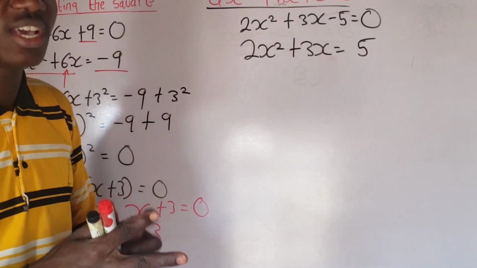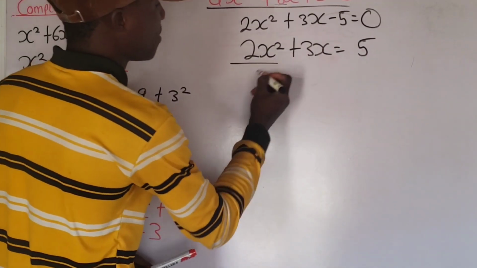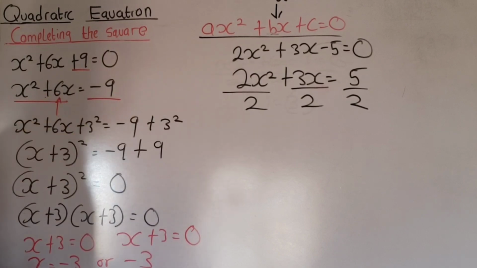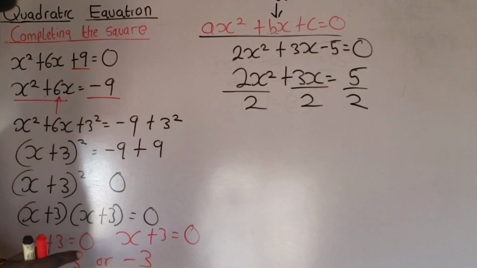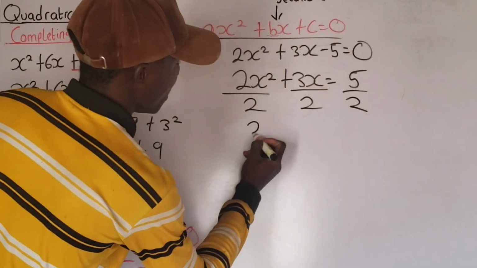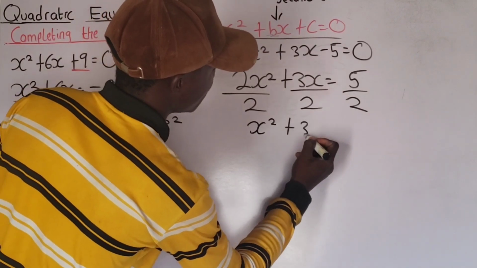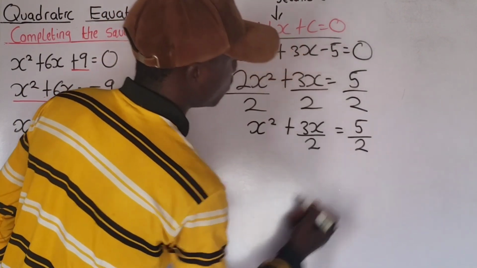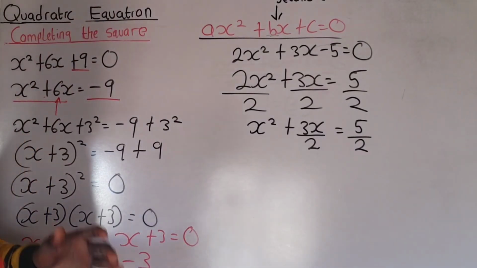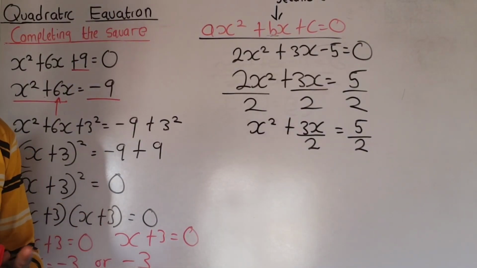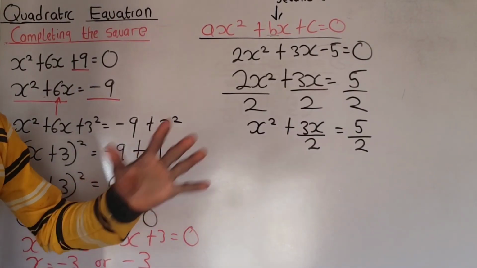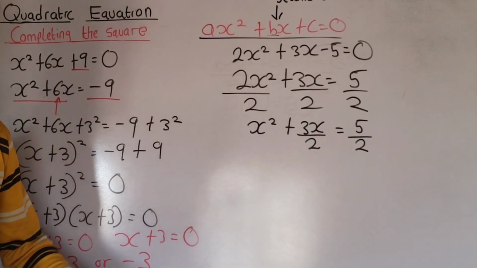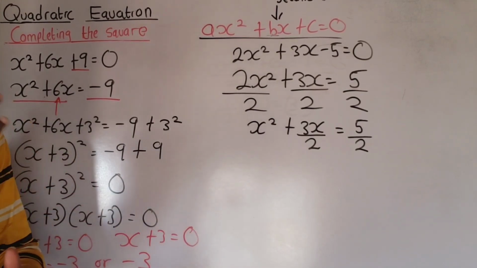Do you understand? Here I'm going to have this divided by 2 and this divided by 2 and this divided by 2. So by dividing all through by 2, the coefficient of x squared will be unity. So I'm going to have here x squared plus 3x all over 2 equals 5 all over 2. Now, the next step is that I'm going to add half of the square of the second term to both sides of the equation. Take half of the square of the second term and add it to both sides of the equation. That is the next step.